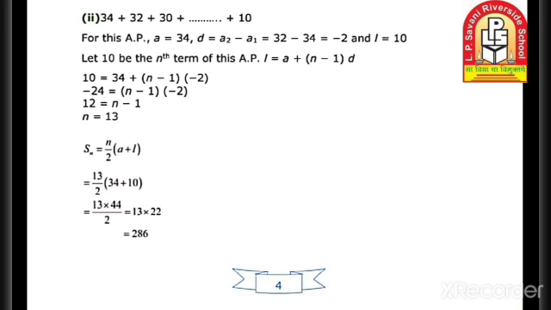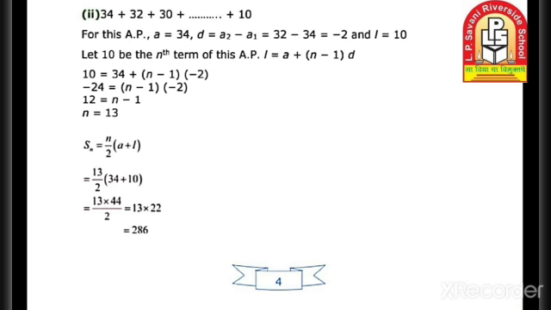So L is equal to A plus (n minus 1) into D. Put the value of L, which is 10, here, then put the value of A, which is 34, in this bracket. This is the arithmetic progression formula for the last term. So 10 minus 34, that is minus 24, is equal to (n minus 1) into minus 2.